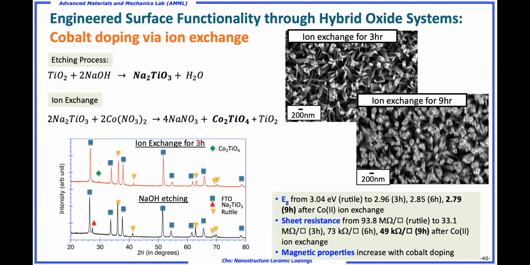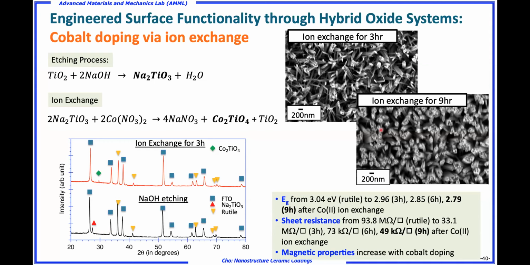And also this scheme can be used for some cobalt doping or some metal ion doping. So in this example, once you have this etching process to generate the sodium titanate, it can be dipped into the cobalt nitrate solution to have the ion exchange between cobalt and sodium to generate cobalt titanate. So X-ray diffraction confirmed this sodium titanate related peak, and then after ion exchange, you have some cobalt titanate related peak actually shown in this XRD.